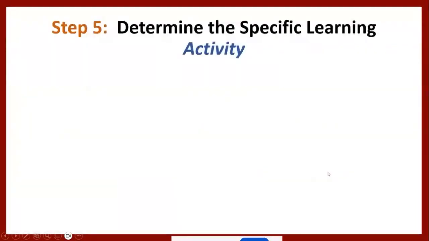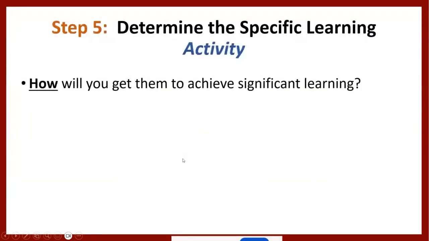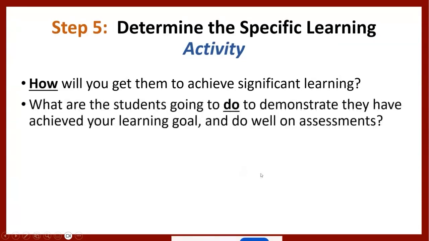Step 5, the actual activities that students do. How are they going to achieve the learning that the assessment shows they have achieved? So what are the students going to do to demonstrate that they've achieved the learning goal, to do well on the assessment? Is it working on problem sets? Is it writing an essay? Is it rough drafts? Those types of things.